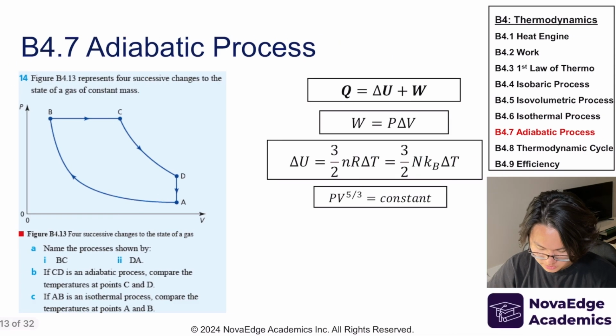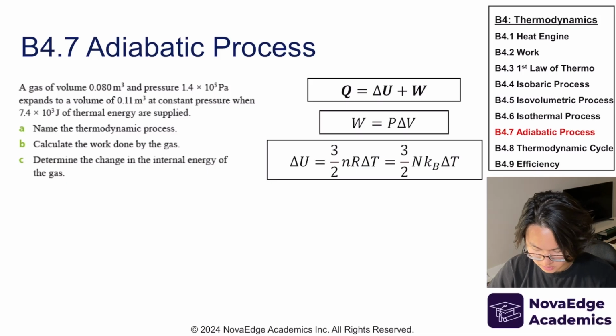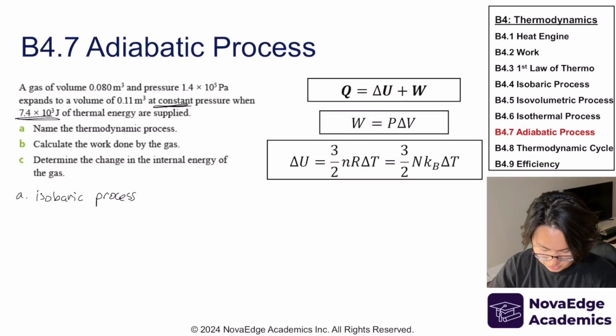Okay, let's do another thermodynamic process problem. Give this one a try, pause the video and give this one a try. Okay, so a gas of volume 0.08 cubic meters and pressure blah blah blah expands to a volume of that at constant pressure when this much thermal energy is supplied. So first let's identify which type of process it is. Well, we know it's constant pressure, so that's an isobaric process. Iso equals equal, baric, pressure, right?